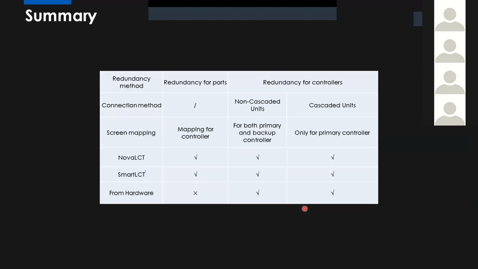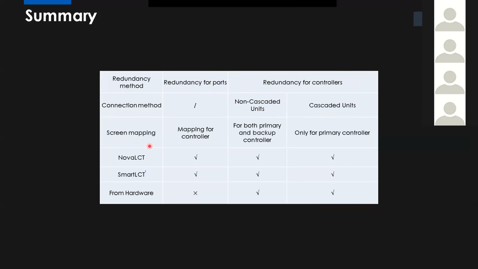So now we all know what the structure for the redundancy system is, and also what the difference between them is. So let's make a summary. For the redundancy method, we have port backup and also controller backup. Especially for the controller backup, we have 2 structures. One is the non-cascaded unit, and the other is the cascaded unit.